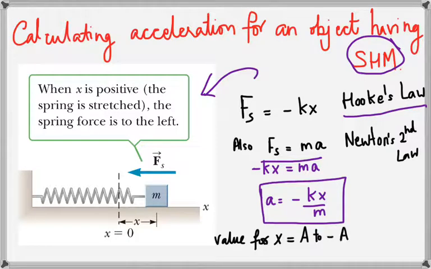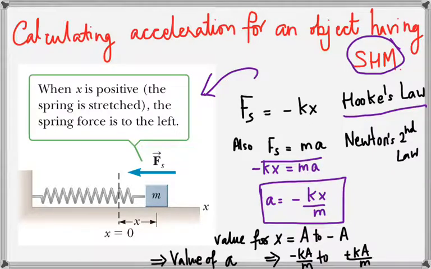Now the value for x, we know it can move from positive a to negative a. That means you can completely stretch it, or it can go under complete compression. So it can go from right to left, from maximum in the right to maximum in the left. So a, positive a to negative a. That means the range of values for acceleration will be negative ka divided by m to positive ka divided by m. So what we are doing is replacing this x by a and negative a.